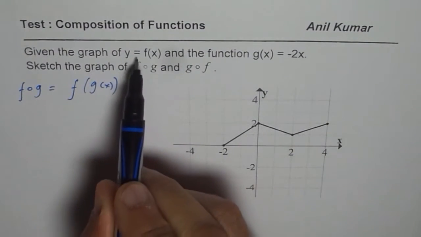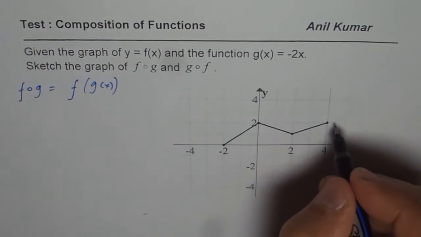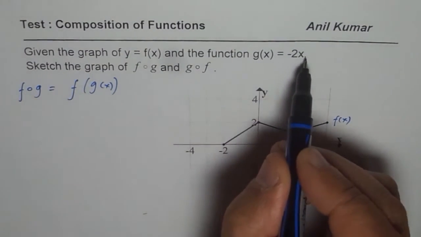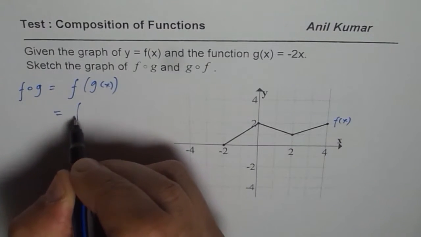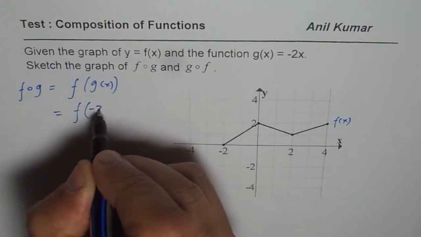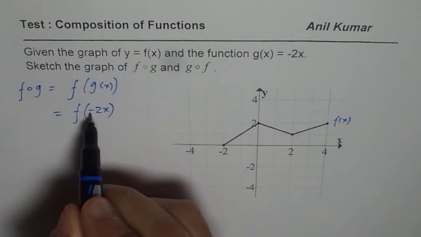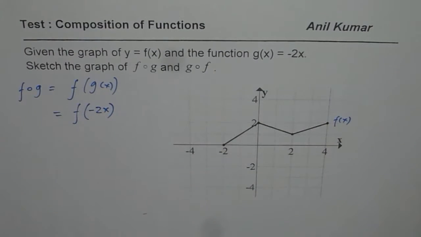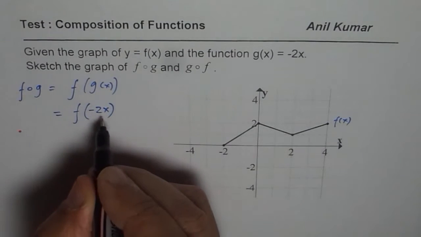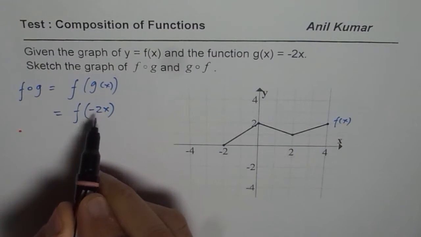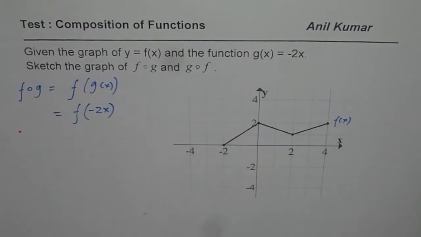Now in our case, we are given f of x as the function graph. So this is f of x for us. When I say f of g of x, where g of x is minus 2x, I could write this as f of minus 2x. Now f of x is given to us, we need to sketch f of minus 2x. What does that mean? It means that the given function is getting transformed, and the transformation is reflection on y-axis, and horizontal compression by a factor of half. So these are the two transformations which take place.